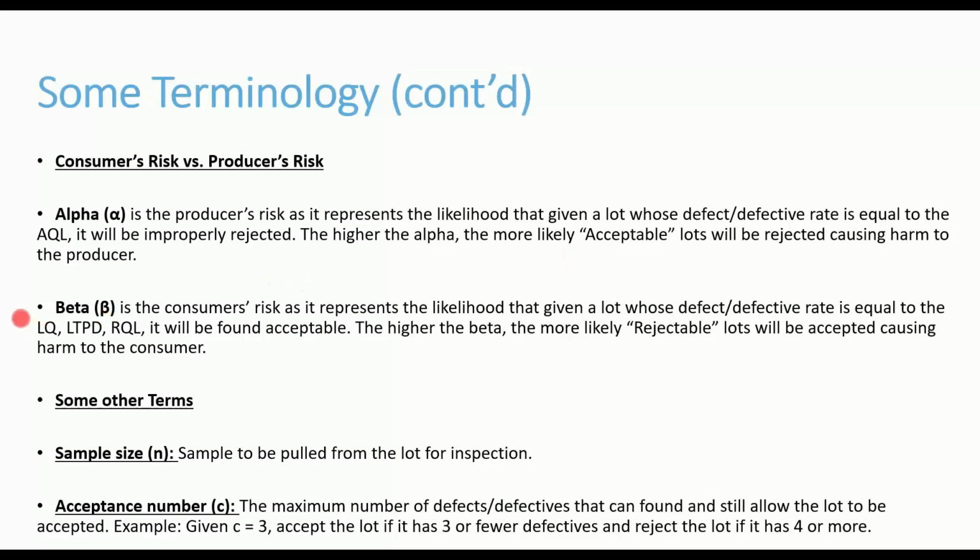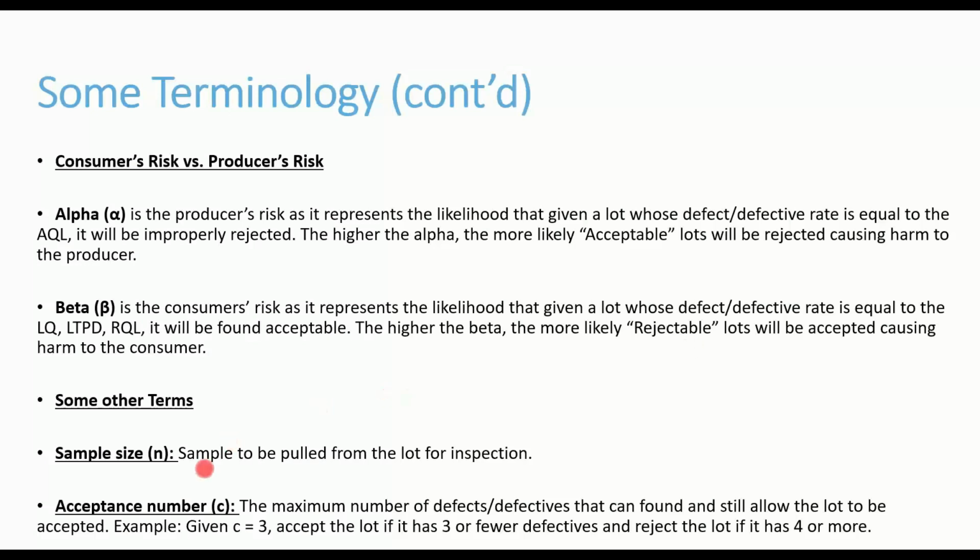Okay. And the beta is kind of the other way around. That's the consumer's risk. It's not really the other way around. This is for the producer and this is for the consumer. Okay. And for the consumer, it represents the likelihood that a given lot whose defective rate is equal to the LQ, LTPD, or RQL will be found acceptable. So the higher the beta, the more likely rejectable lots will be accepted. Okay. So we're going to be taking bad lots.